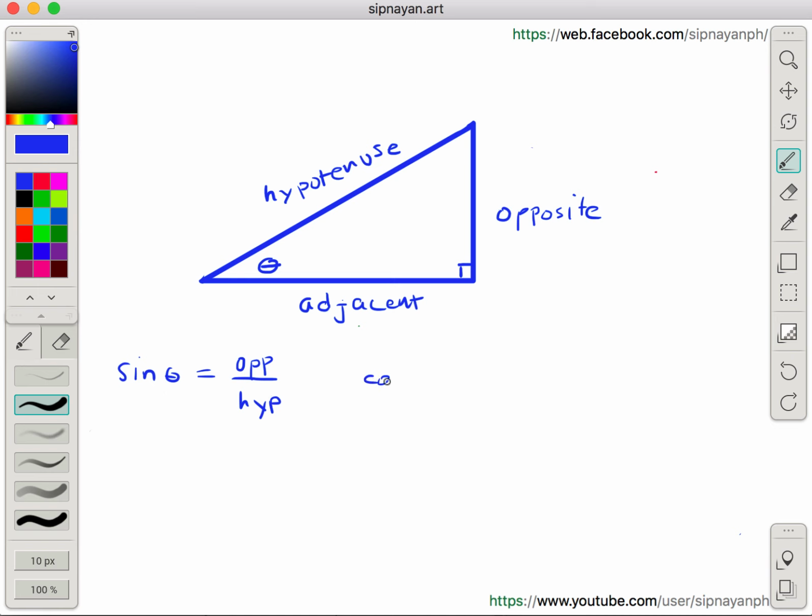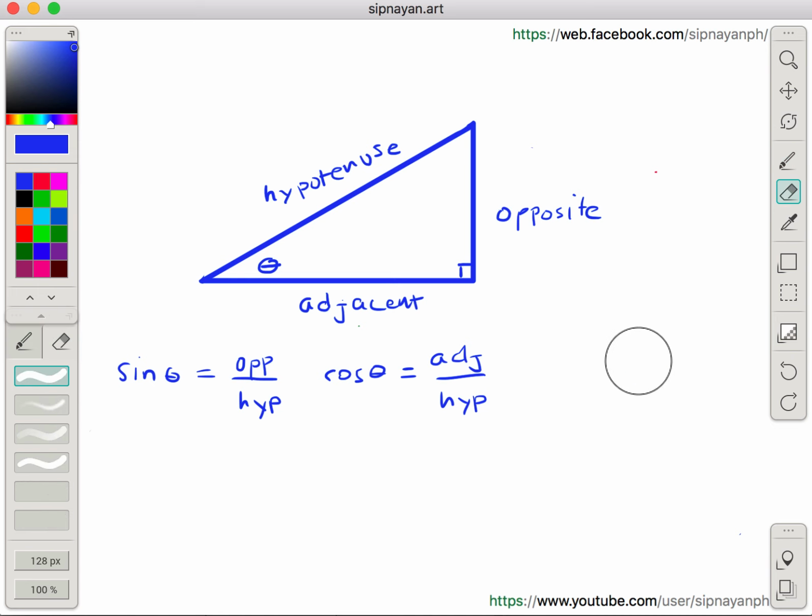Tapos pag adjacent over hypotenuse, tawagin naman natin siyang cosine. Cosine theta is the adjacent side over the hypotenuse. Remember, ang pinag-uusapan natin dito ay lengths. Length of the opposite side, length of the adjacent side, or the hypotenuse. So actually, numbers yan, yung mga nandyan. Next, we have the tangent theta. We have tangent theta is equal to the opposite side over the adjacent side.